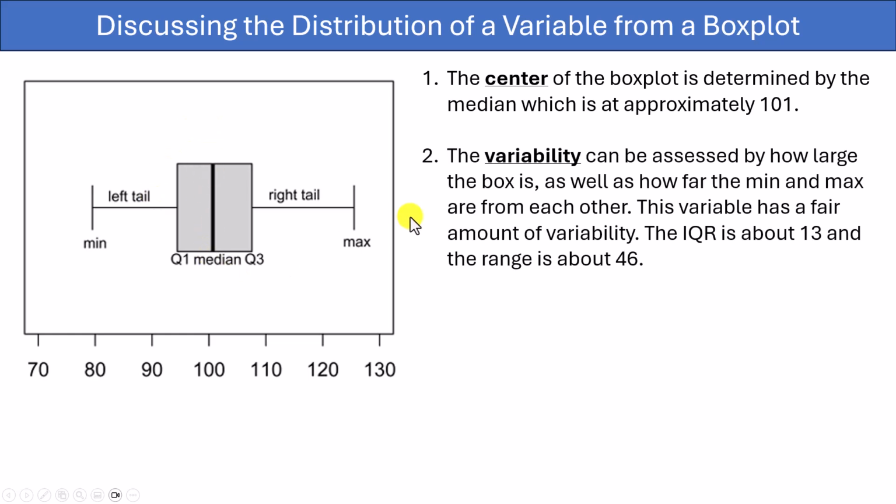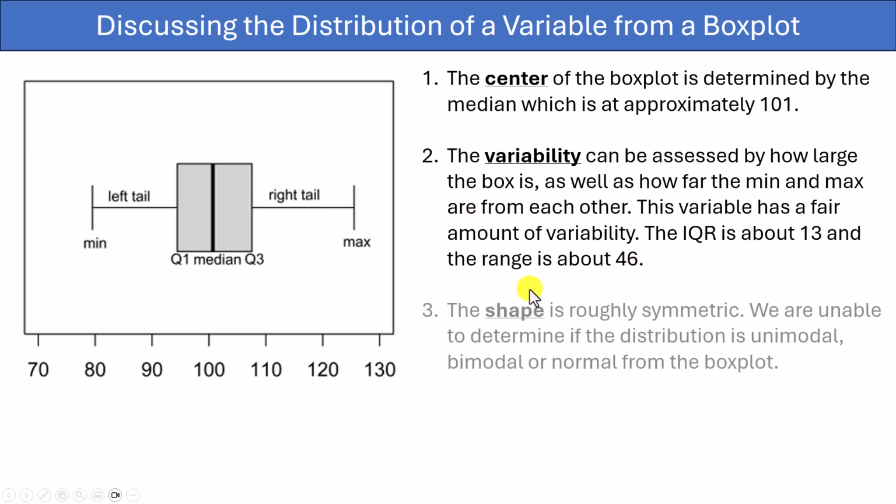The variability can be assessed based on a box plot either by the range, which is the maximum minus the minimum, or by the IQR, which is Q3 minus Q1. In this case, the IQR is about 13, so that's the range of the middle half of our data set. And then the range is 46, which is the difference between the max and the min. The shape is roughly symmetric in this case. We are not able to tell if the distribution is unimodal, bimodal, or normal based on the box plot, but it doesn't seem to have any significant skewness. It's kind of a symmetric type shape.